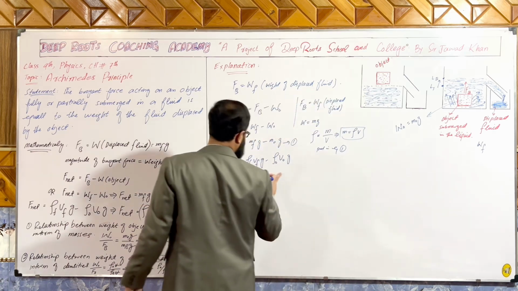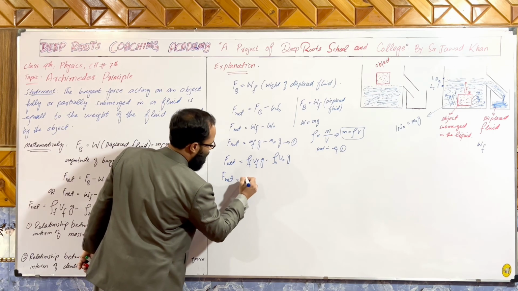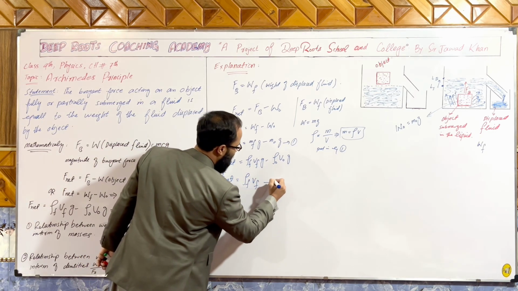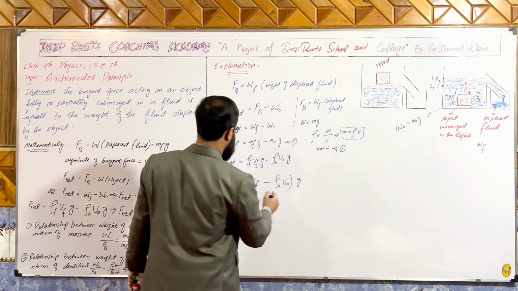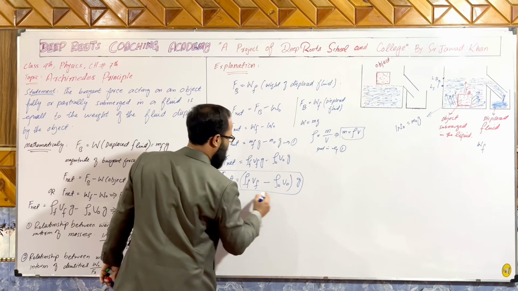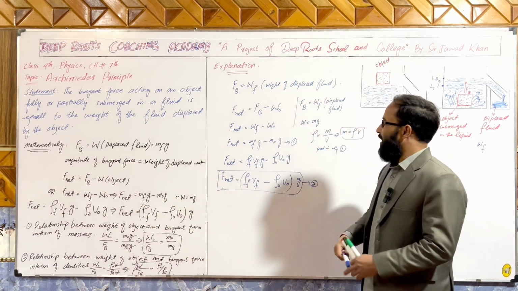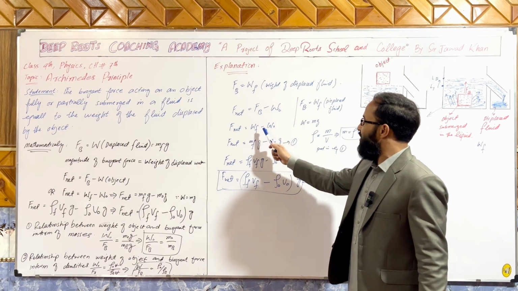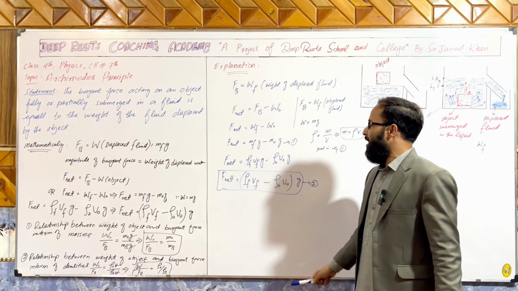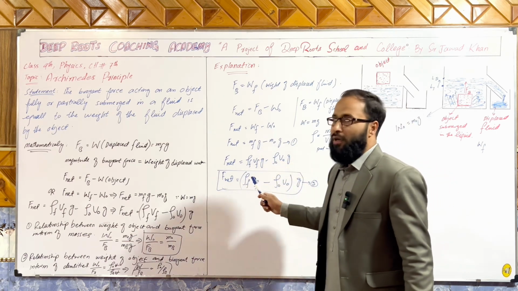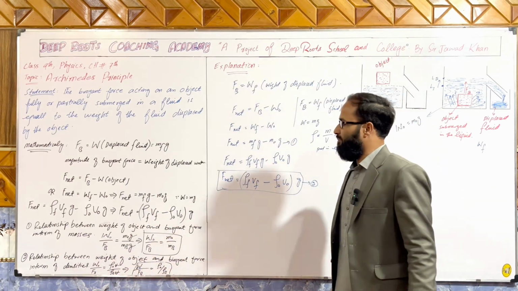Now you can see that here the g is common in both of them. So F net is equal to (rho f V f minus rho o V o) into g. Let's suppose that is our next equation number 2. So the net force in term of weight is like this one. The net force in term of mass and gravitational acceleration is this one, and the net force in term of volume, density, and gravitational acceleration is this one.